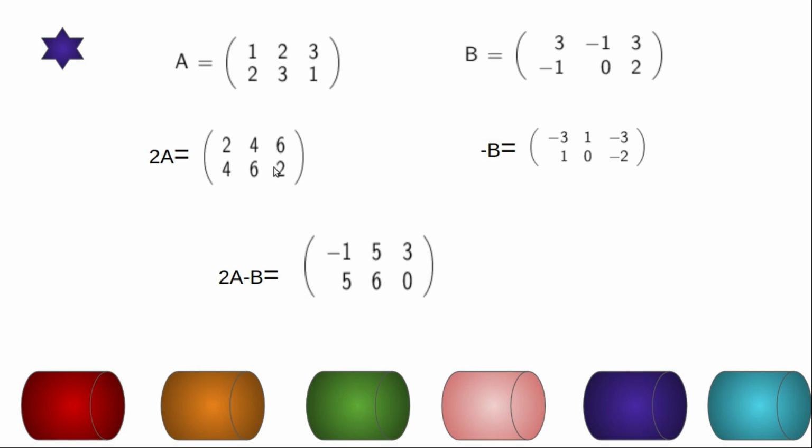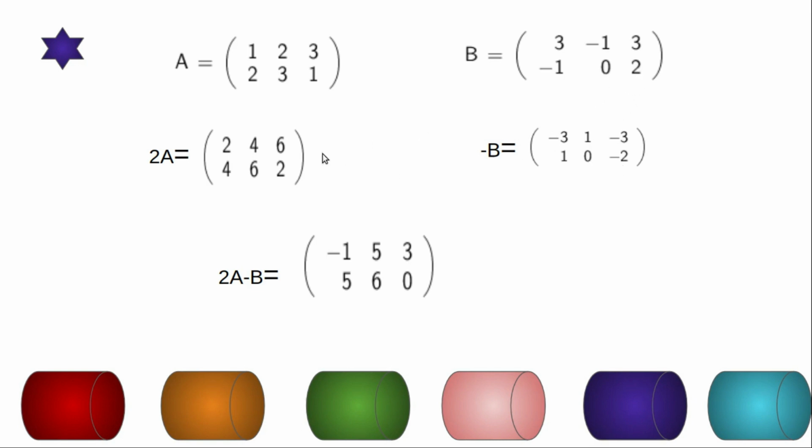Then add these two, 2A plus minus B, that is 2A minus B. Minus B is minus 1 into 3, minus 3. Minus 1 into minus 1 is 1. Minus 1 into 3 is minus 3. Minus 1 into minus 1, 1. Minus 1 into 0, 0. Minus 1 into 2, minus 2.